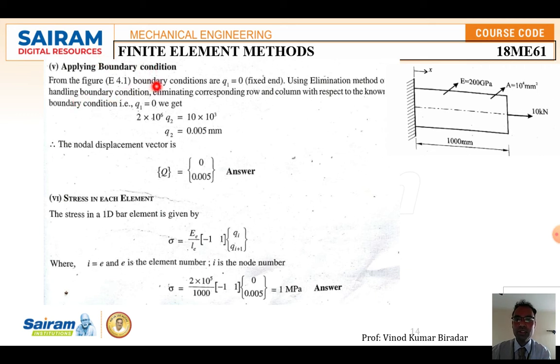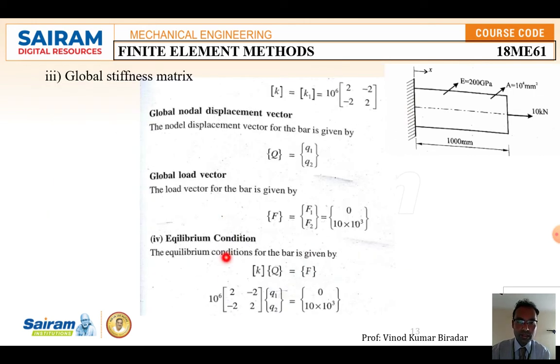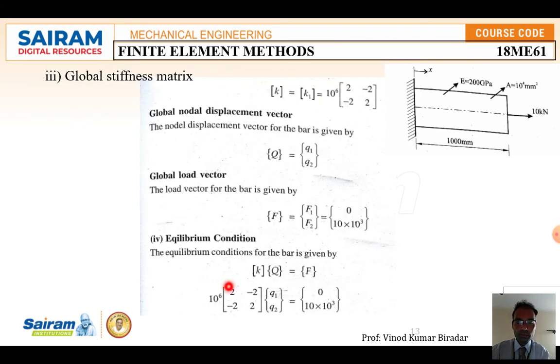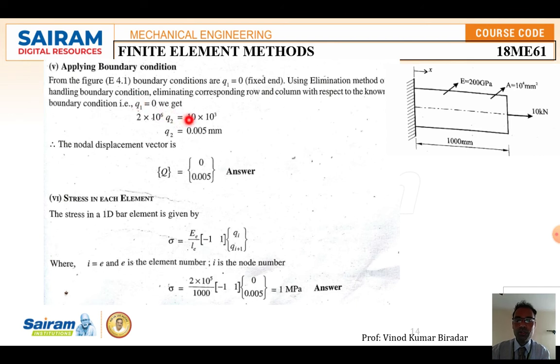From the figure 1, Q1 is equal to 0 and F1 is equal to 0. By using the elimination method, we have to delete the first row and first column, that is here. Why do we want to delete? Because node number 1 is fixed, there is no moment, so the remaining is only 10 to the power of 6 into 2 Q2 equals 10 into 10 to the power of 3. Q2 is equal to 0.005 mm. So this is the displacement at node number 2.